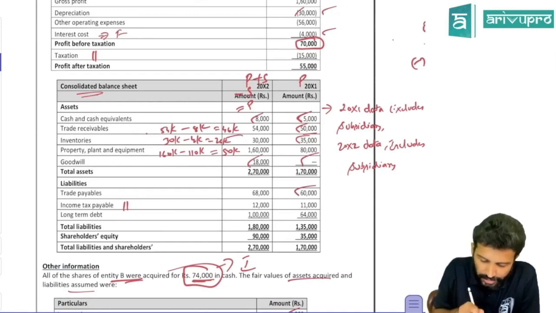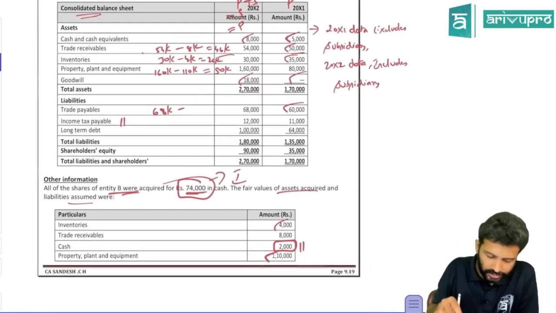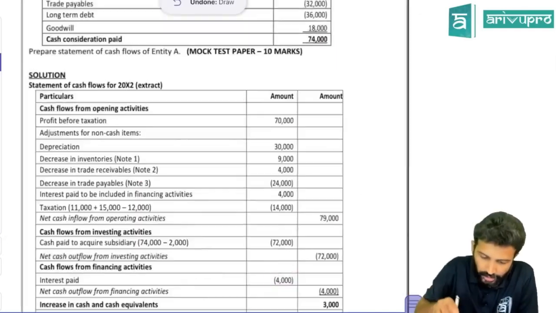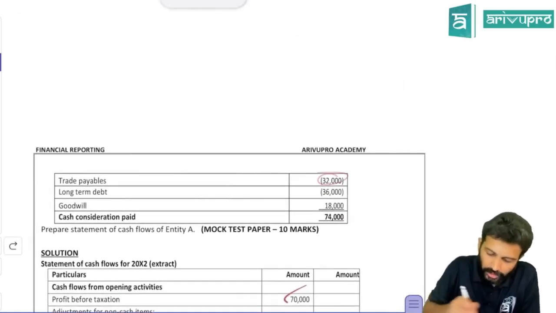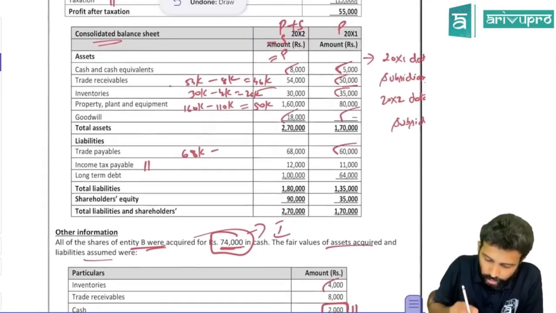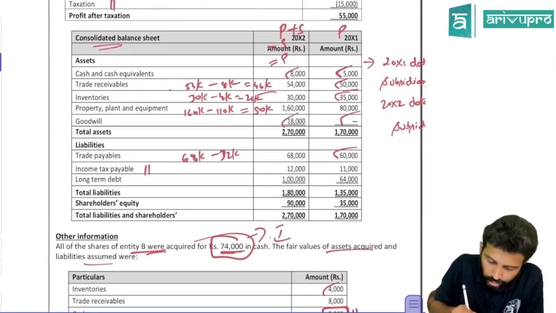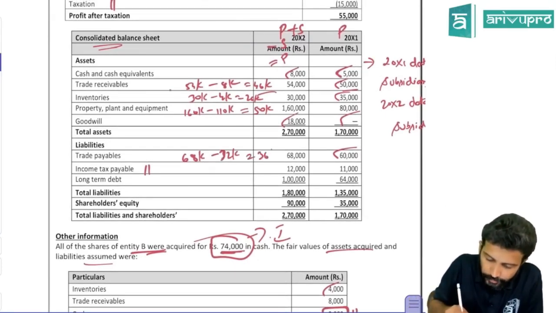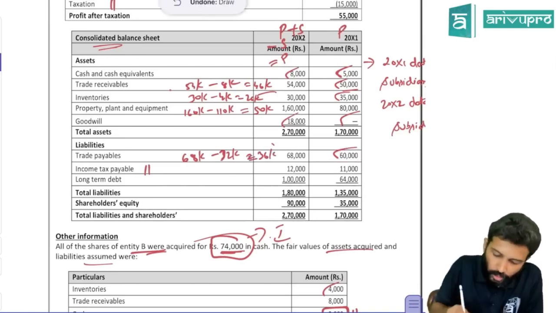60 has become 68, but straight away you can't compare with 68. This 68,000 closing balance includes the subsidiary's data. How much of the subsidiary's trade payable is included? The subsidiary's is 32,000. So 68 minus 32 is, you get 36. Opening was 60, closing has become 36.